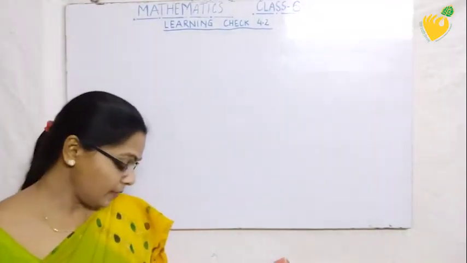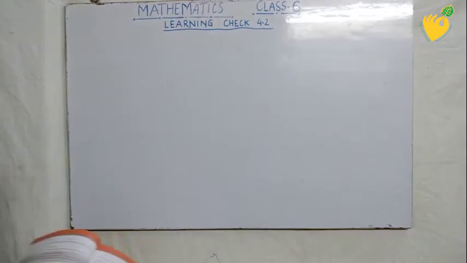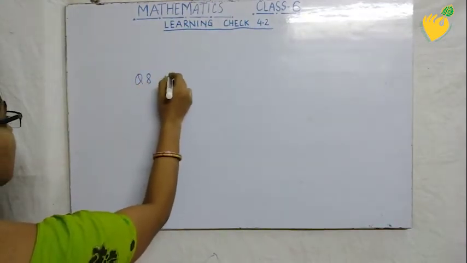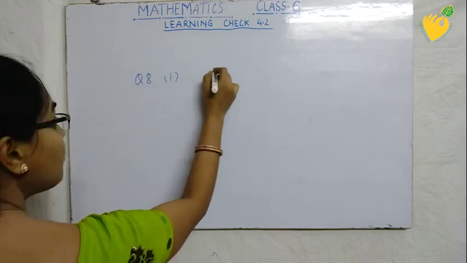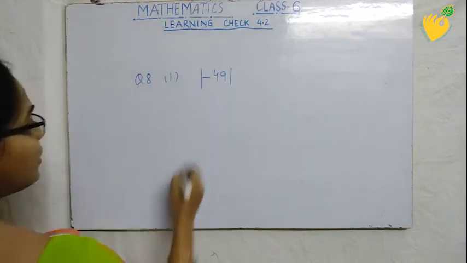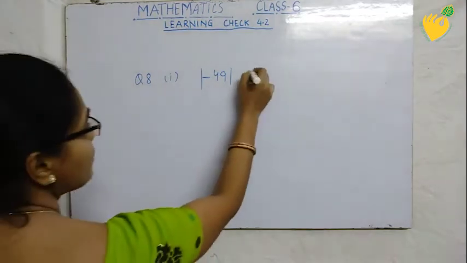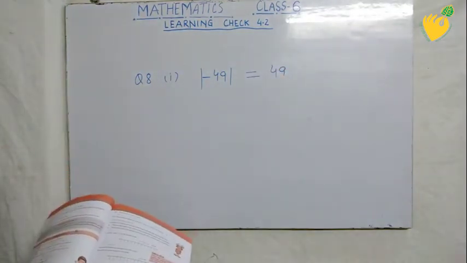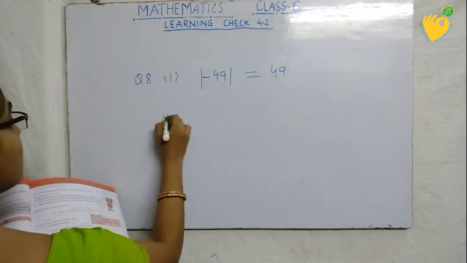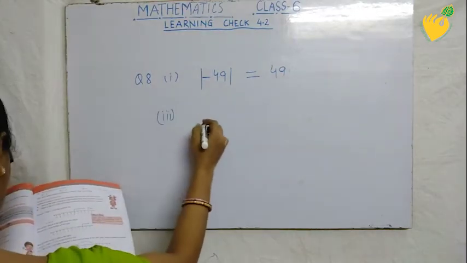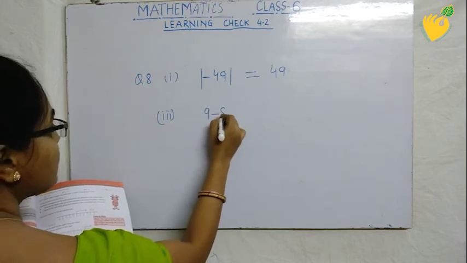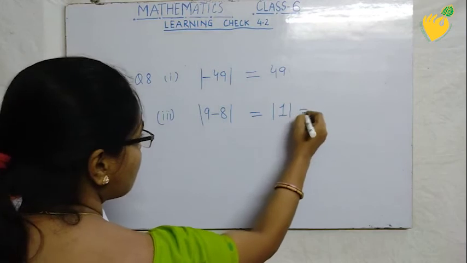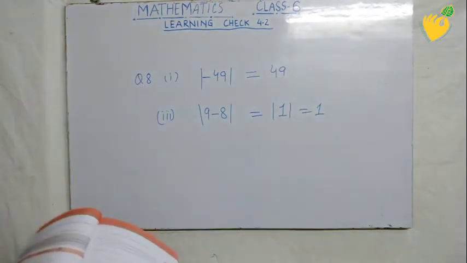Now students, let's see question number 8. Find the value of. You have to find the value of -49. That means you have to find the absolute value of this, which is equal to 49. The absolute value of, see the third question, 9 minus 8. It is equal to 1, students.